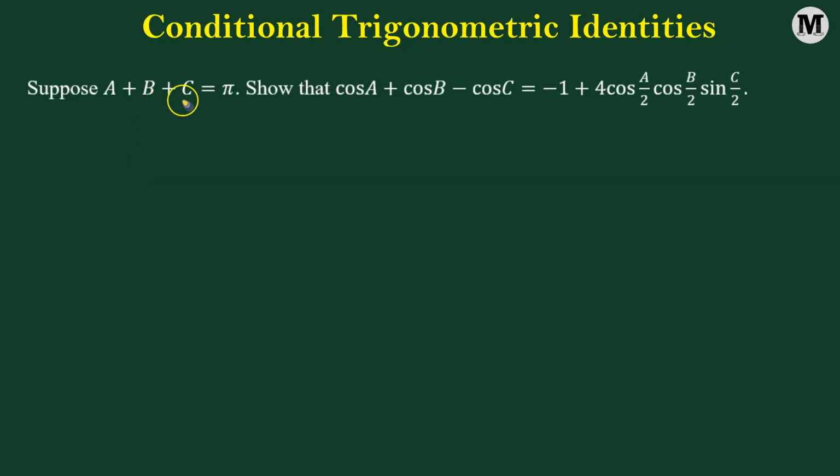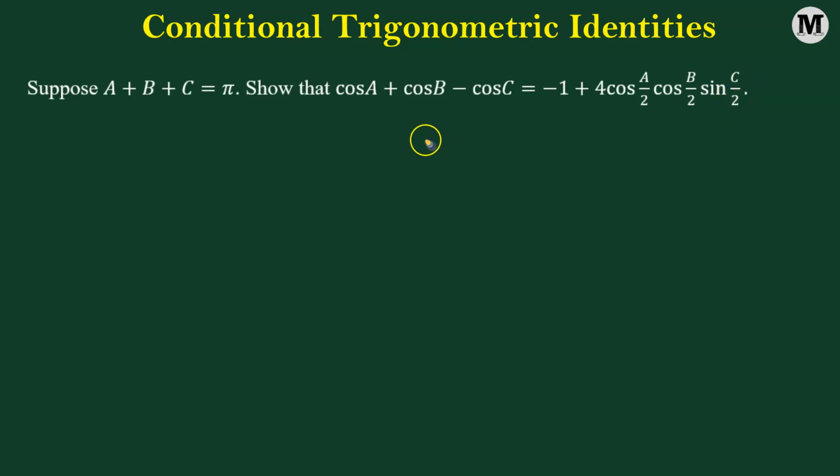Suppose A plus B plus C equals pi. Show that cosine of angle A plus cosine of angle B minus cosine of angle C equals -1 plus 4 times the product of cosine of the half angle A over 2, times cosine of the half angle B over 2, times sine of the half angle C over 2.